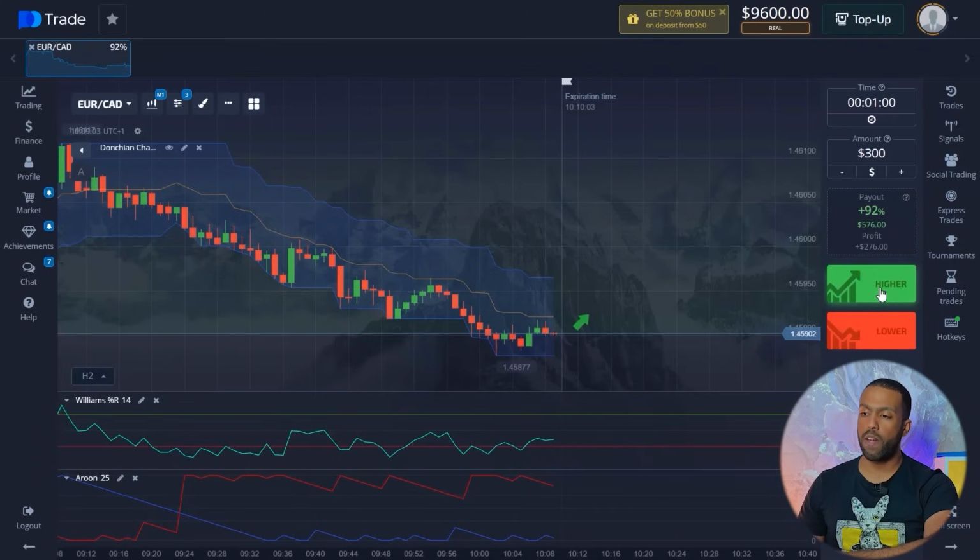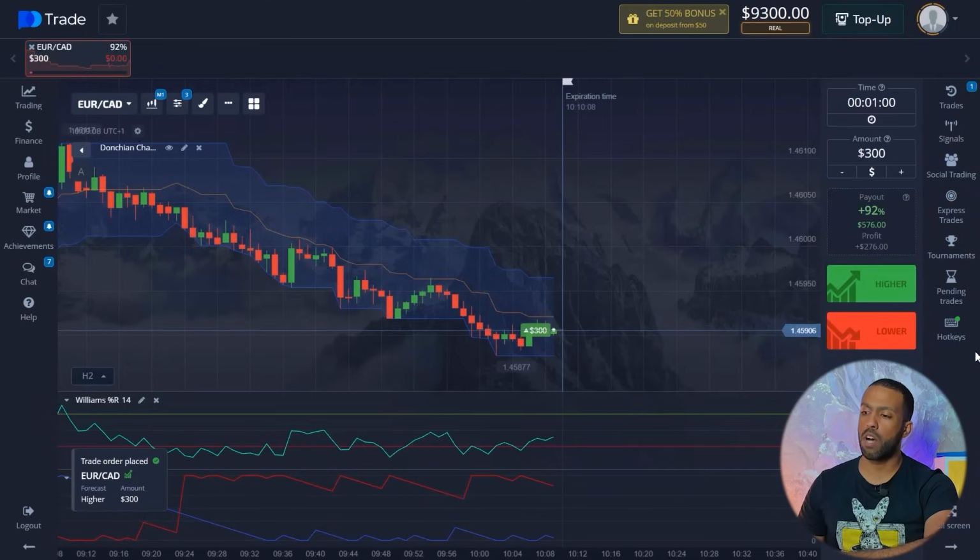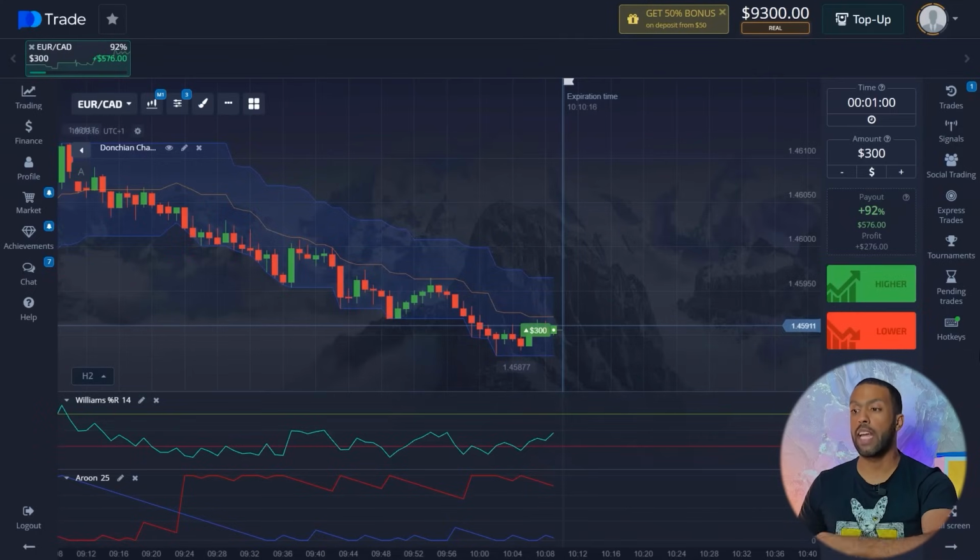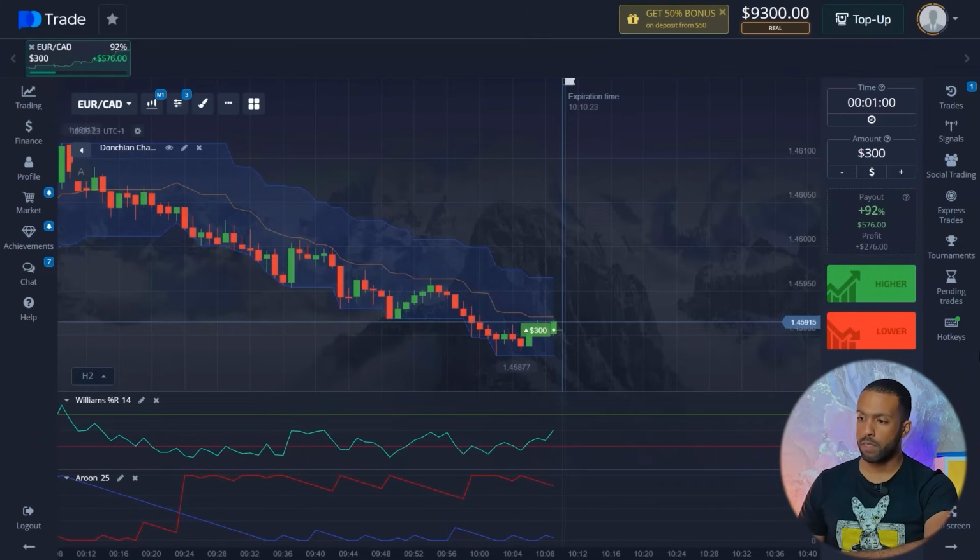Okay, the price fell, made a rebound, so I'm gonna make an up trade for $300 for 1 minute. And my decision was also supported by the signal from the Williams indicator, as its line deviated up quite strongly, which indicated a possible price increase. And that's why I made an up trade. So let's see how our trade is going to close.